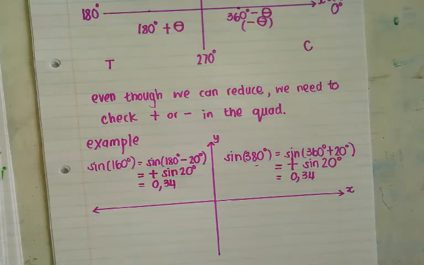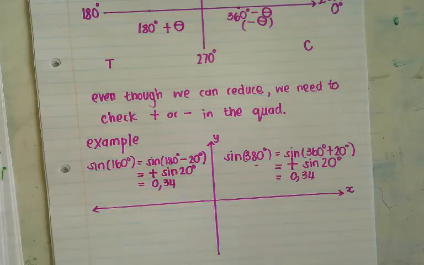So when I get an equation and I'm told sine theta equals 0,34, my calculator will only give me the 20 degrees, but we just saw that it's the same in another quadrant. So after we've done the reduction, we are going to go back to our equations and check which other quadrant it could exist in.